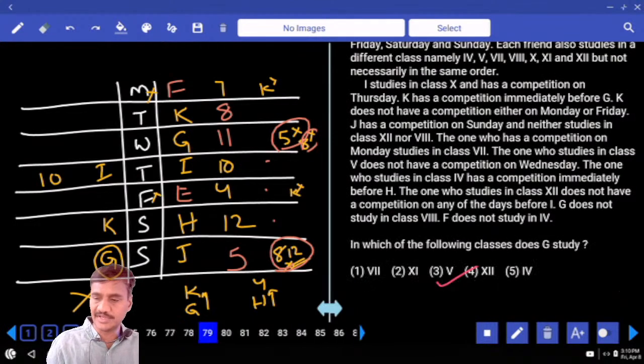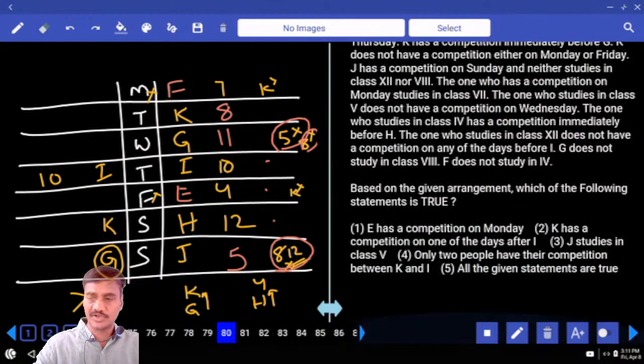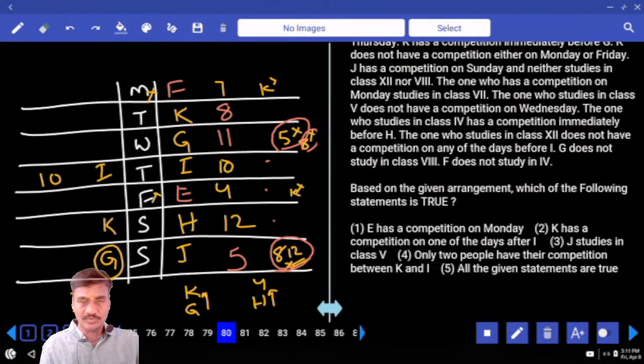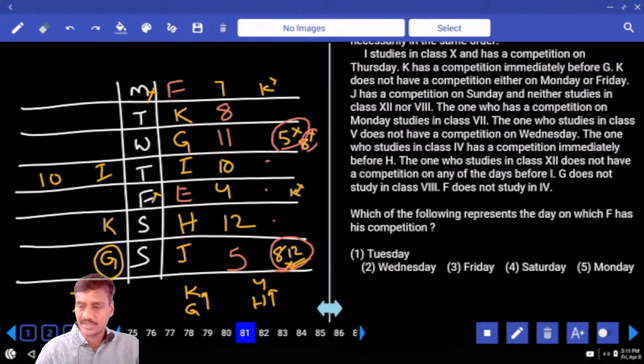Then in this 79, which of the following classes does G study? Now G studies in the 12th standard, that is choice 2, question number 79. And coming to this 80, which of the following is definitely true? E has a computation on Monday, that is false. K has a computation on one of the days after I, that is again false. And J studies in class 5, J class 5, that is definitely choice 3. Question number 80, choice 3.